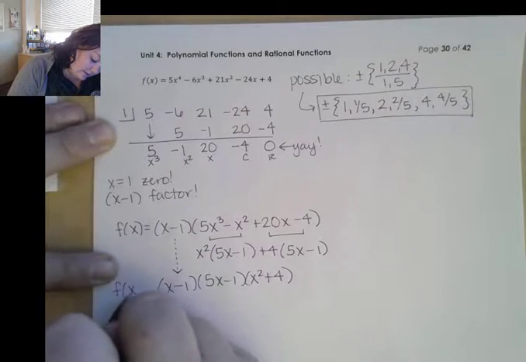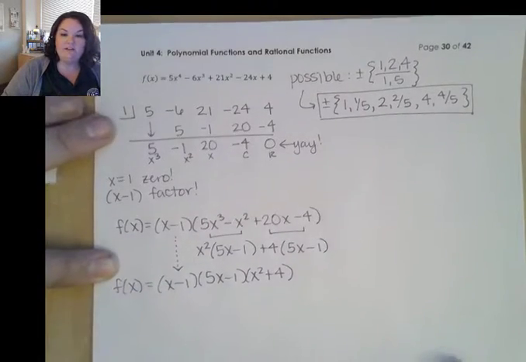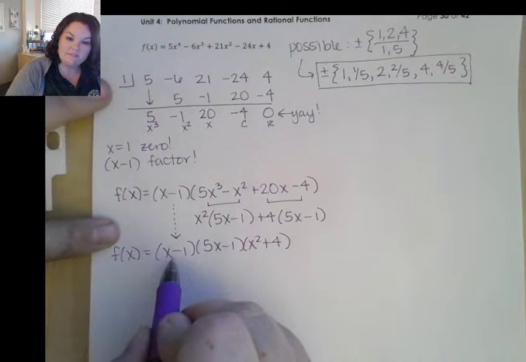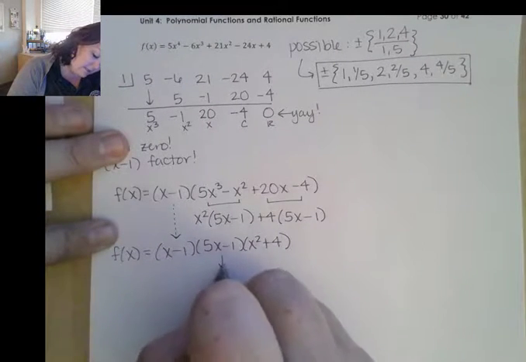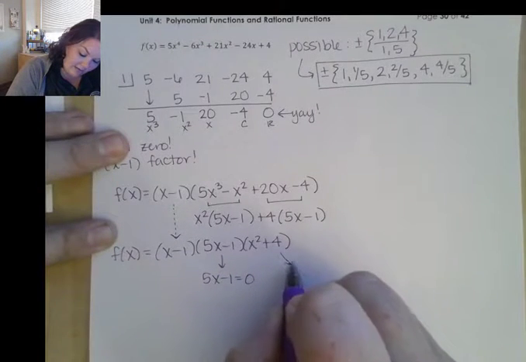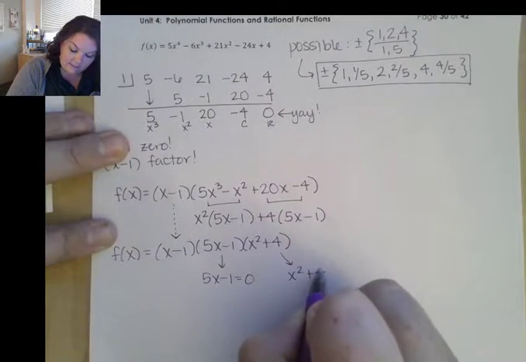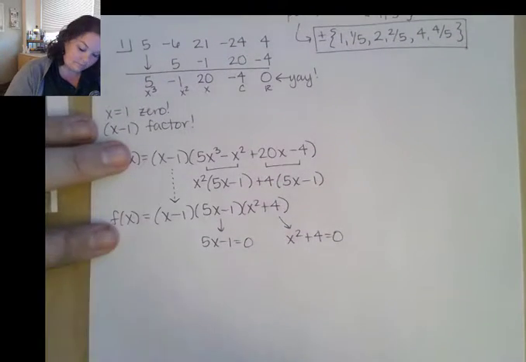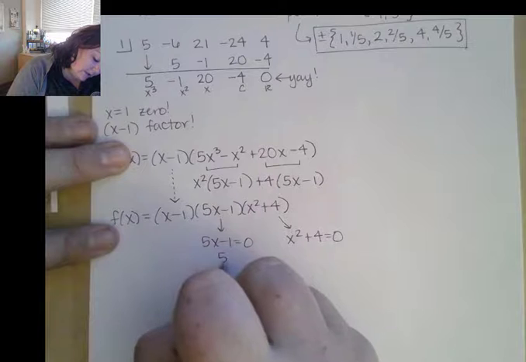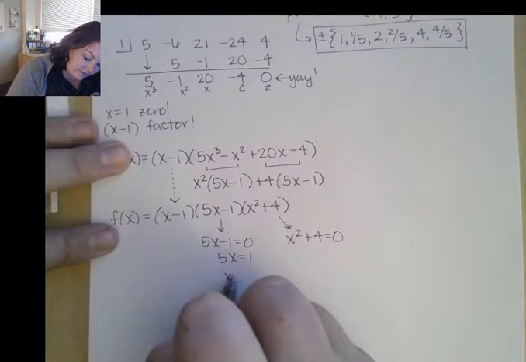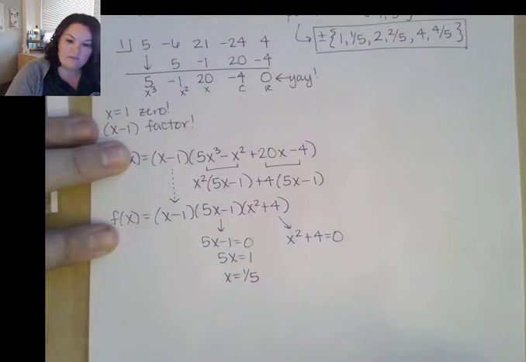Okay, so now we're a little bit more factored, right? So we already solved this one. That's the one we got from synthetic. We now have this new one that we can set equal to 0 and solve. And we have this new one that we can set equal to 0 and solve. So on our first one, we move the 1 over, make it positive, and then divide off our 5. So we get x equals 1/5.